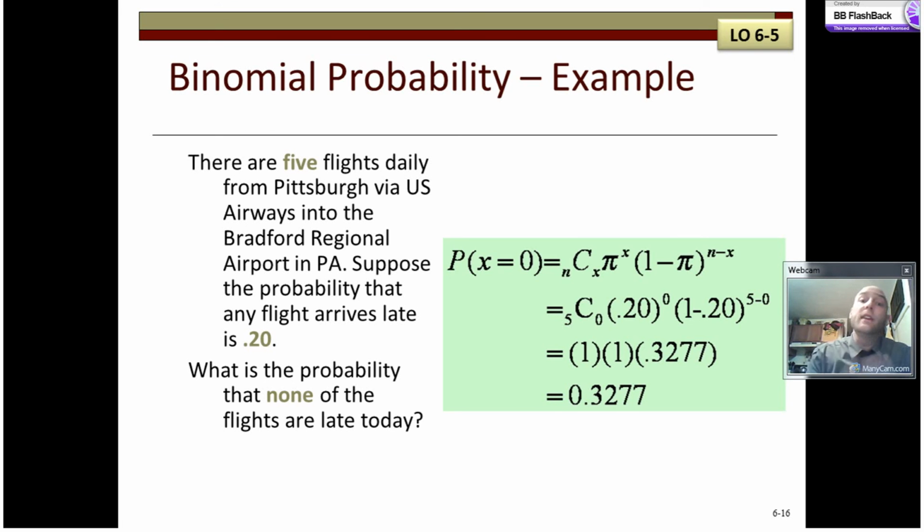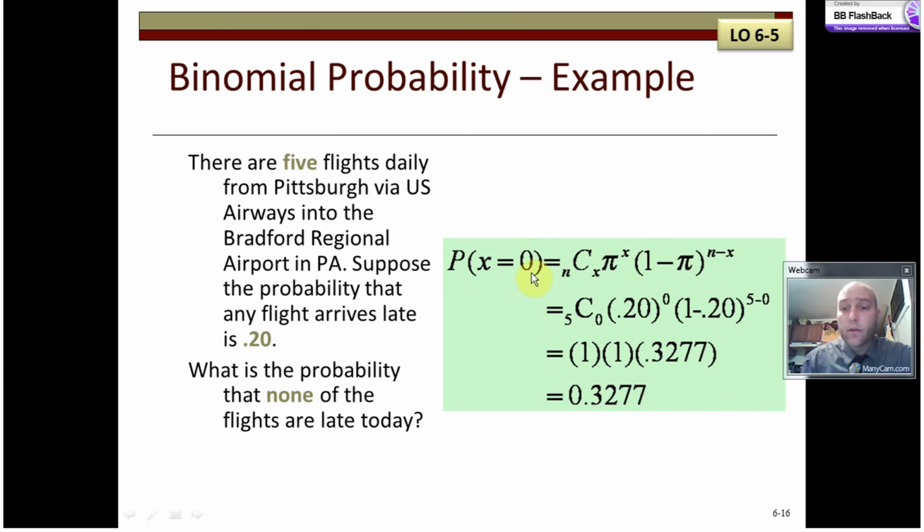Anyway, here's an example. We got through that binomial probability formula part. It says there are 5 flights daily from Pittsburgh via U.S. Airways into the Bradford Regional Airport in Pennsylvania. Bradford is sort of north central, Pittsburgh is southwest. Suppose that the probability that any flight arrives late is 0.2. What is the probability that none of the flights arrive late today?